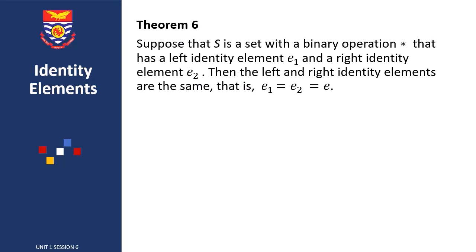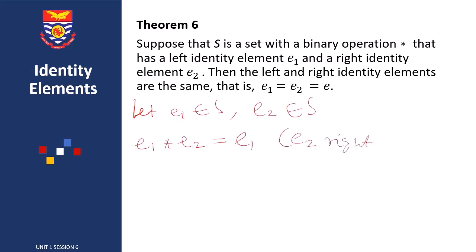So to prove this, let E1, as usual, be a left identity in S, and E2 a right identity in S. Then what can we say? E1 operation E2 equals E1, since E2 is a right identity. I am using the right identity to prove this. Let me call this equation 1. Also, E1 operation E2 equals E2.